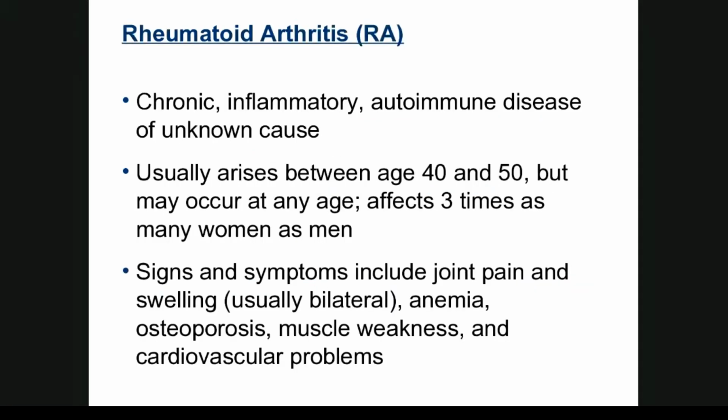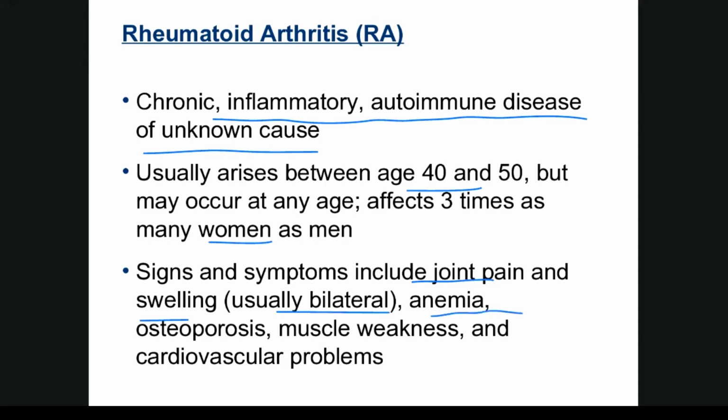Rheumatoid arthritis is a chronic inflammatory autoimmune disease. Usually arises between 40 and 50 years of age, can occur in children, more common in women. Joint pain, swelling, tends to be bilateral, it tends to be multiple joints. Anemia, osteoporosis, muscular weakness, and cardiovascular problems.